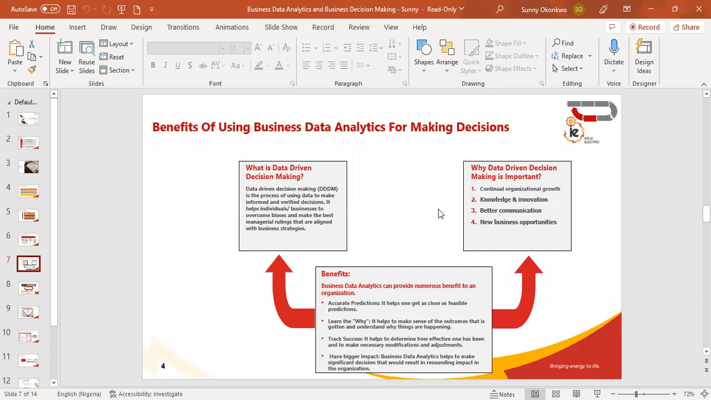Benefits of using business data analytics for making decisions. Now, of course, I've explained these ones. This is maybe a repetition, but in any case, let me just go through some of the key highlights that I feel are necessary. Now, I've talked about tracking success. I've talked about having a bigger impact. I've talked about accurate predictions, predictive analysis. Okay, let's talk about new business opportunities with data.